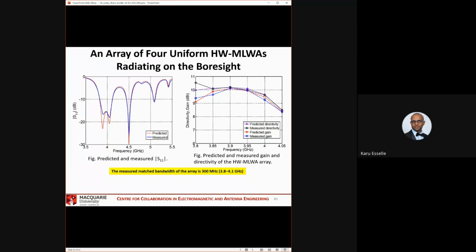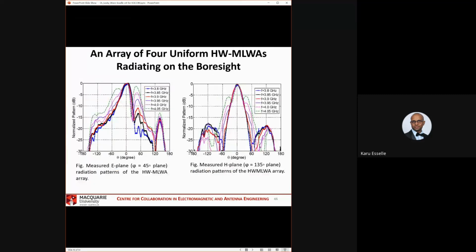But there's no beam steering. The beam is always in the broadside direction. So this is a fixed beam antenna. The measured match bandwidth is 300 megahertz. Measured broadside gain is 10.1 dBi at 3.9 gigahertz and so on. So these are the pattern cuts, etc.